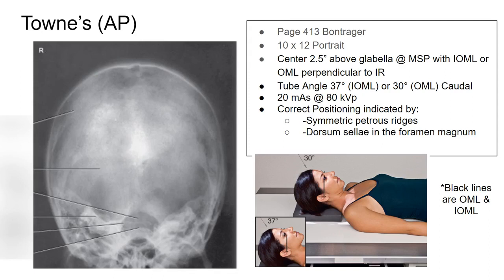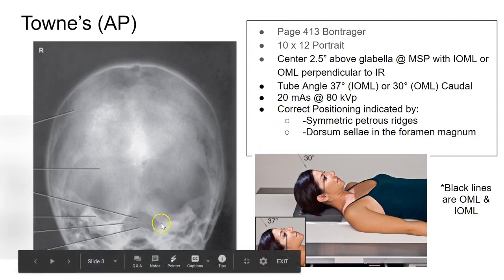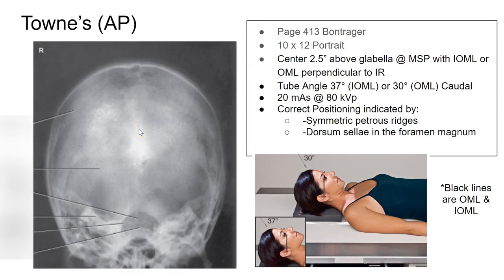And how do we know we're correctly positioned? A couple things to look for. First of all, your petrous ridges should look symmetrical. Well, let's look at our image. This line right here is your left petrous ridge. This line right here is your right petrous ridge. You want the petrous ridges to be symmetrical. In other words, you don't want one to look higher than the other. That can indicate rotation and or tilt. So my petrous ridges here look really nice.